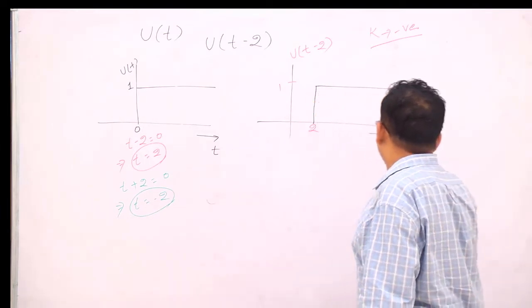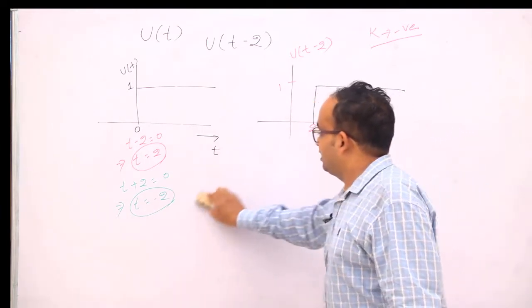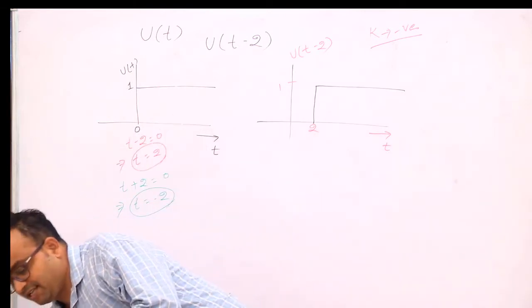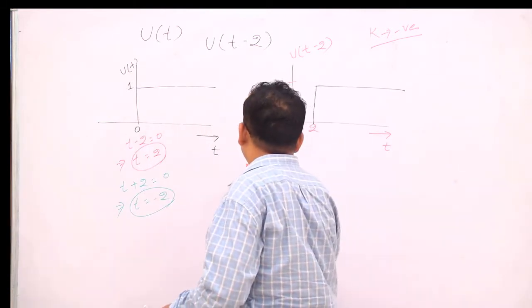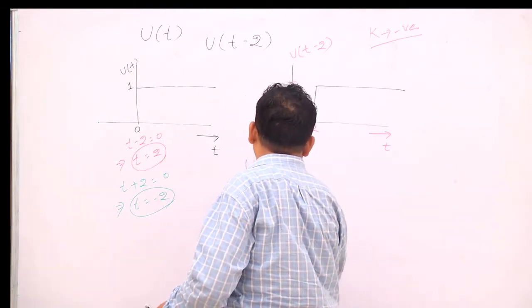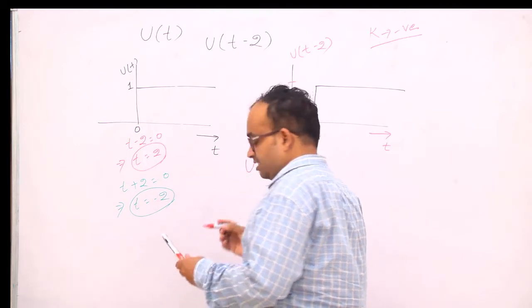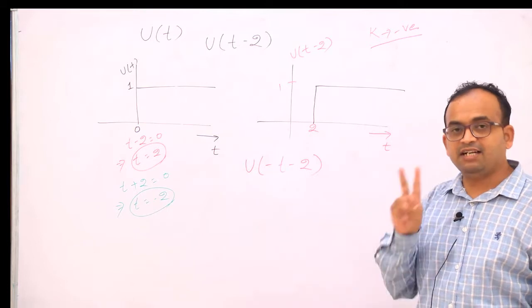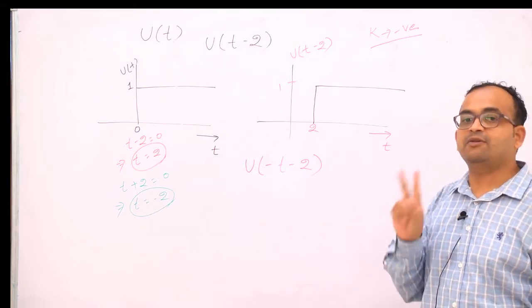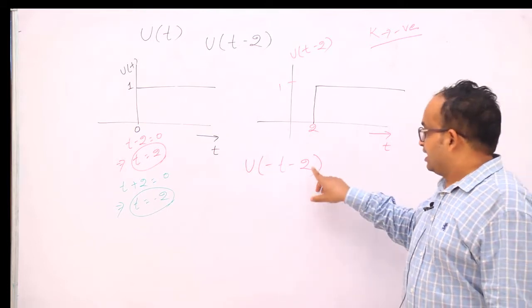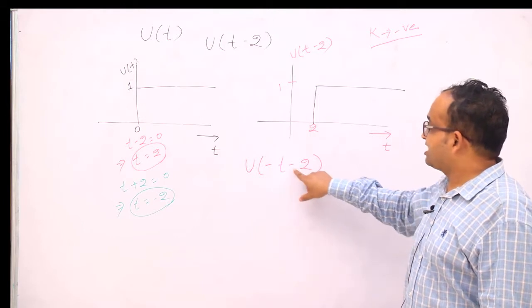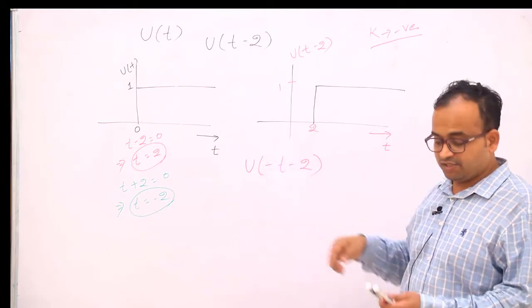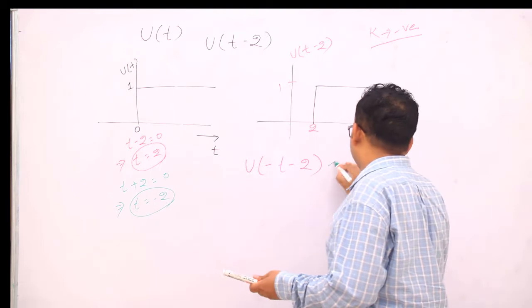I have to find out the value of u of minus t minus 2. Already I have discussed this in the previous class. Now we know that in this function there are two operations we are doing. What are the operations? Simple thing, we are doing shifting as well as folding.